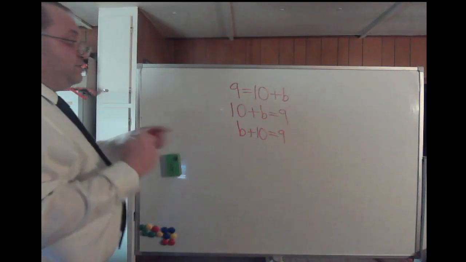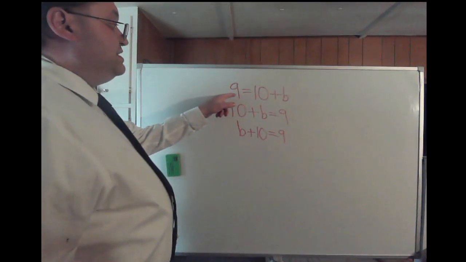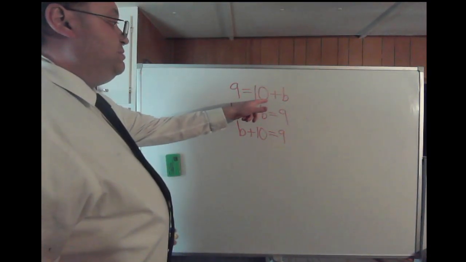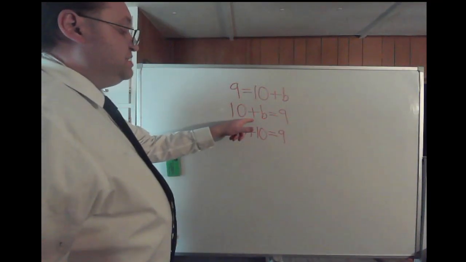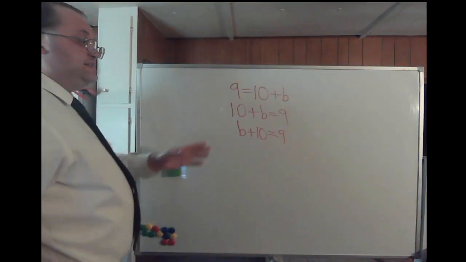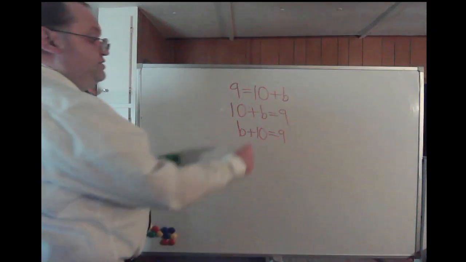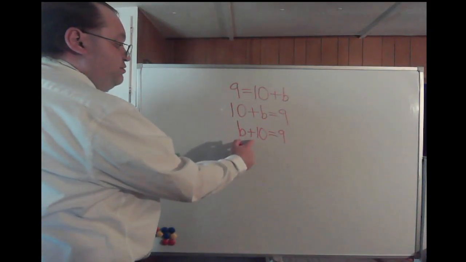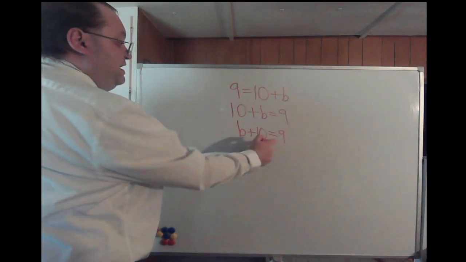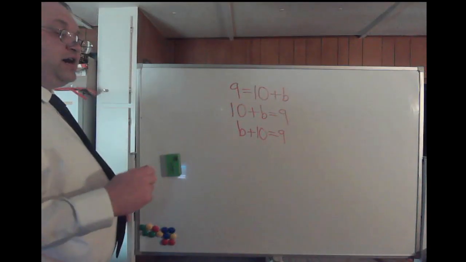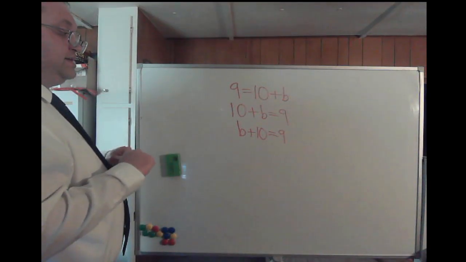So, of course, I wrote the equation as it was, and then since 9 is equal to 10 plus b, we can change it around to say 10 plus b equals 9. It would be the exact same thing. Then I use the commutative property to put the variable first, make it where b plus 10 equals 9. By the commutative property of addition, you can do that.